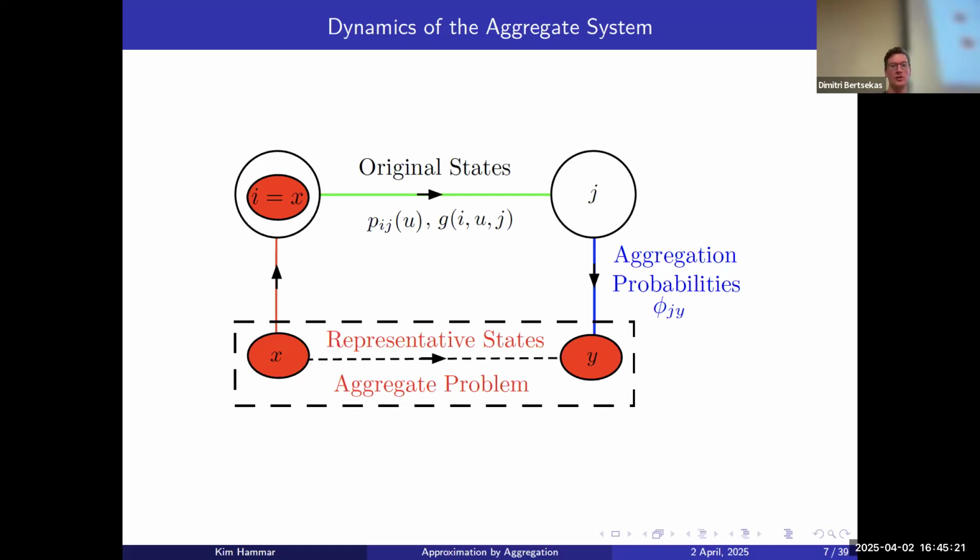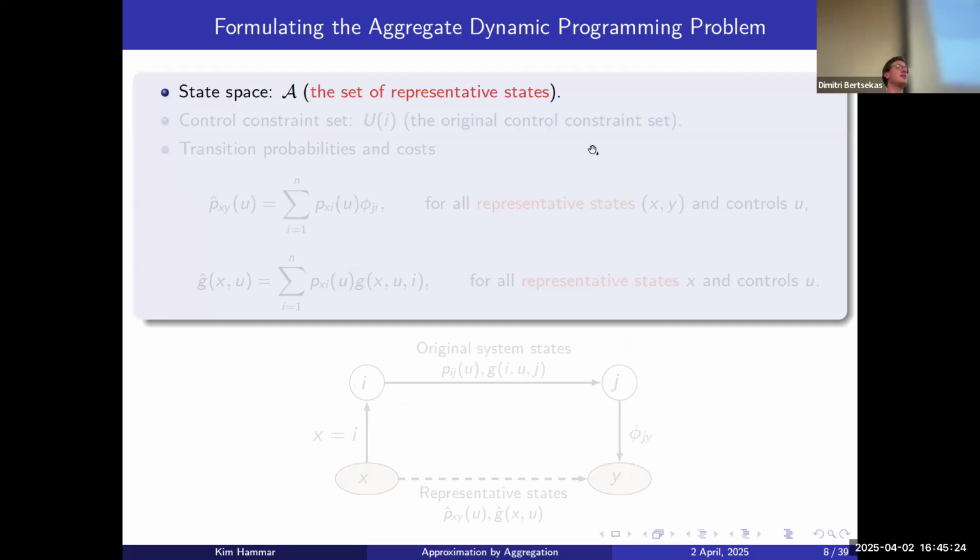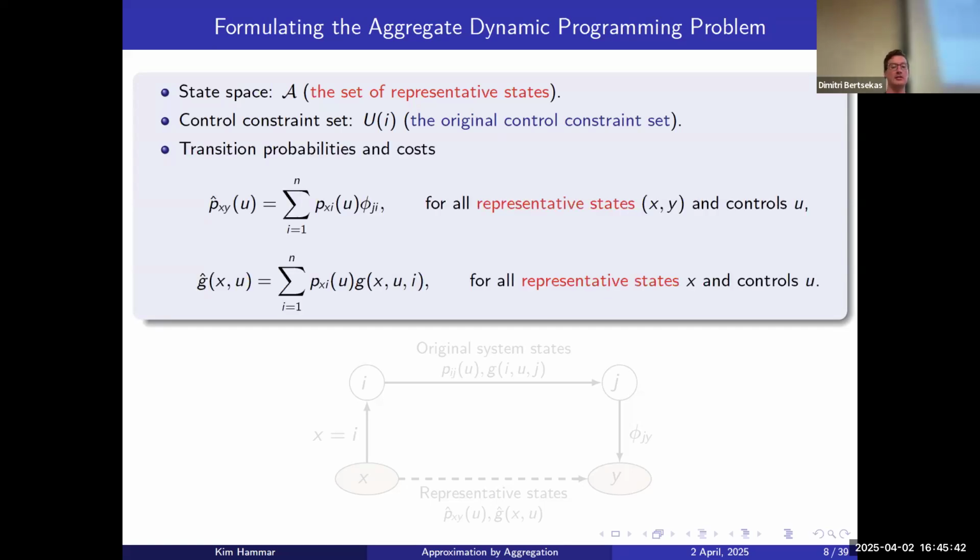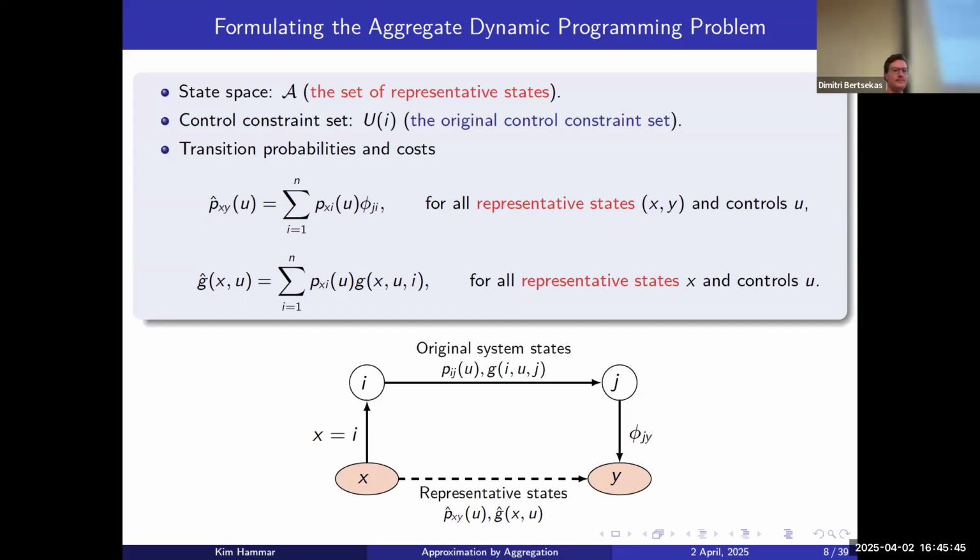Okay, so for the aggregate dynamic programming problem, we're then going to define the state space as being the set of representative states. The control space is going to be the same as in the original problem. And the probabilities and the costs of the transitions can be calculated using the following formulas, which basically multiply with the aggregation probabilities. Now, from a computational point of view, there is a slight potential problem with these formulas. Is there anyone who can tell me what could be a problem computationally?